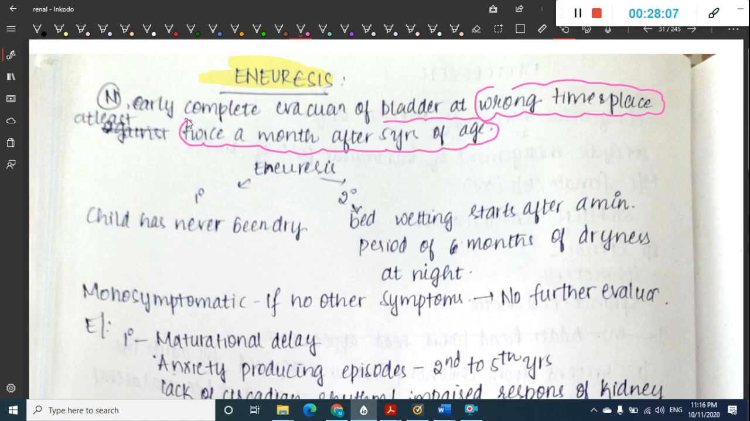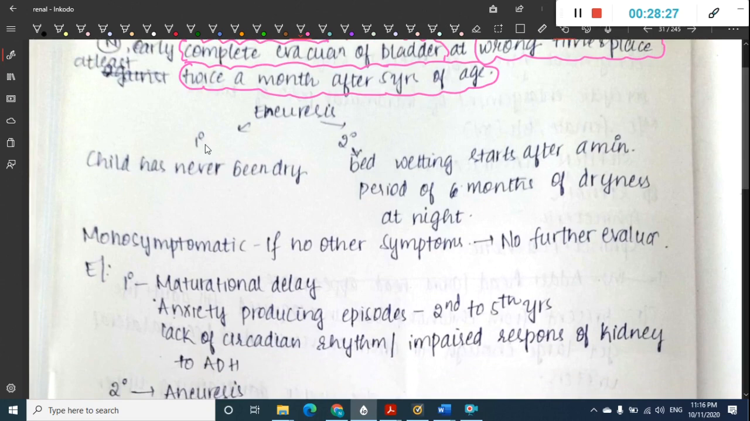So enuresis is the complete evacuation of the bladder at the wrong time and wrong place, at least 2 times a month after 5 years of age. After 5 years of age, if there is this evacuation of bladder at least 2 times a month, then we call it enuresis. This enuresis can be of 2 types, primary and secondary.